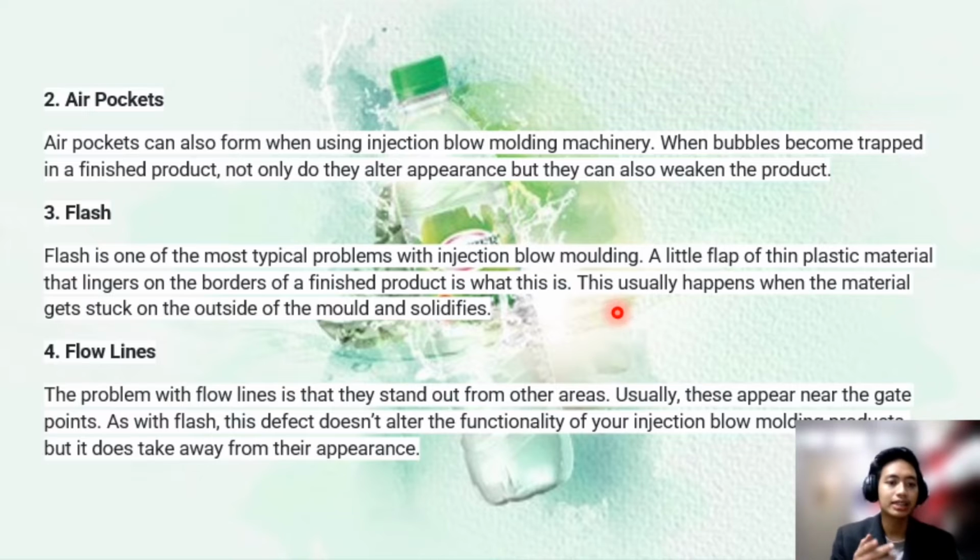And the last one is flow lines. The problem with flow lines is that they stand out from the other areas. Usually, this appears near the gate point. As with flash, this defect does not alter the function of your injection blow molding product, but it does take away from the appearance.